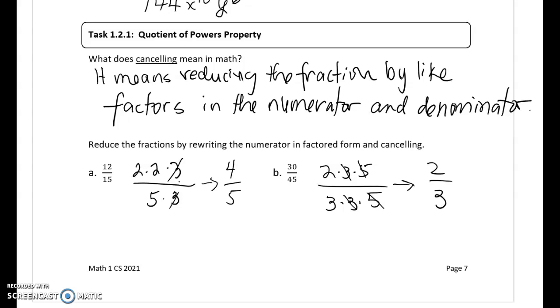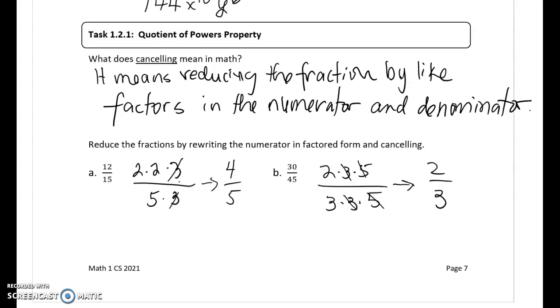Okay, if you take a look at example A, we're going to rewrite the numerator and denominator in its completely factored form. So 12 is 2 times 2 times 3, and 15 in the denominator is 5 times 3. Because we have like factors in the numerator and the denominator, we can cancel those, leaving us with a reduced fraction of 4/5.